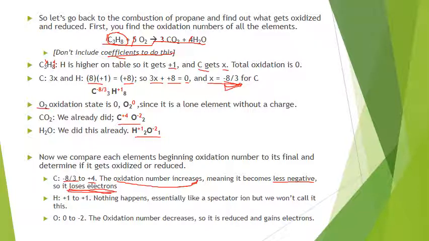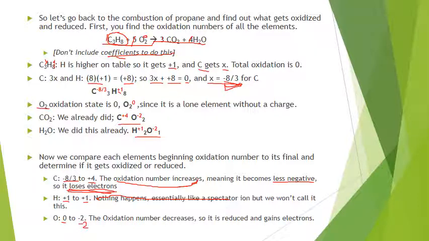Okay, hydrogen goes from plus 1 to plus 1. It's plus 1 here and it's plus 1 in water. So nothing, it kind of acts like a spectator. And oxygen goes from having no charge here to having over on this side a minus 2 on both the carbon dioxide and the water. So it does that twice. Its oxidation number decreases.